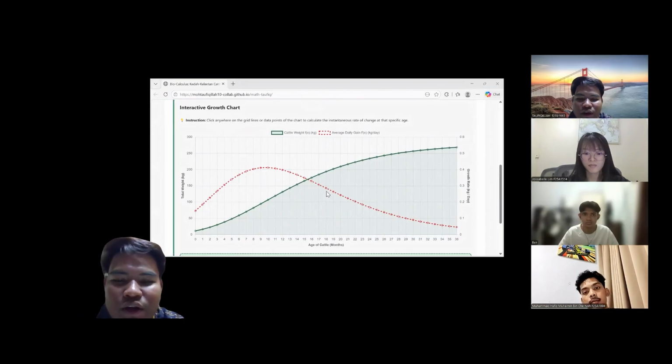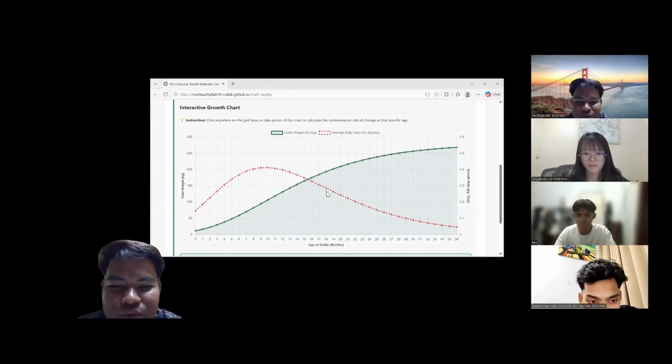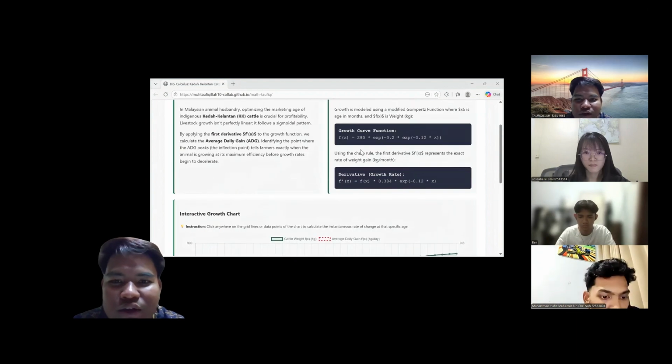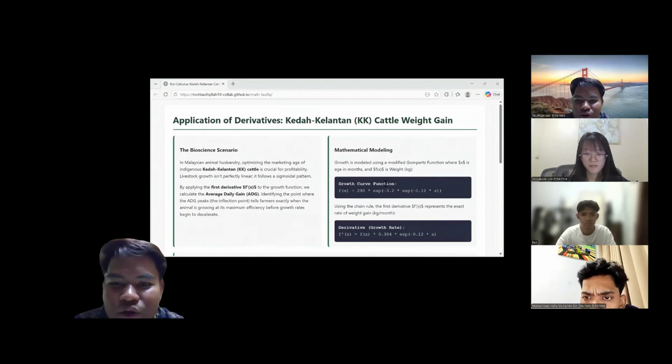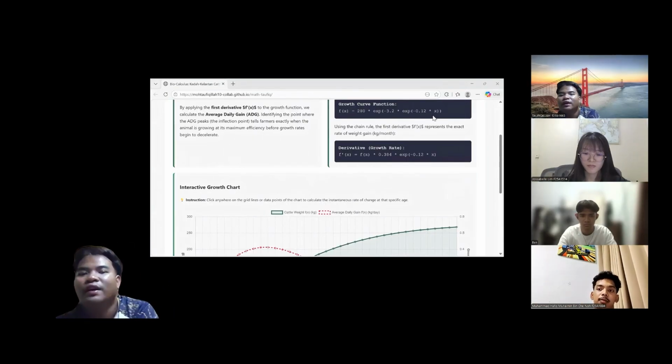Second, it moves farming away from traditional guesswork and toward data-driven decisions, by using parameters aligned with research from the MARDI Research Journal and guidelines from the Department of Veterinary Services Malaysia. So let's look at the mathematical modeling. The growth curve function is f(x) equals 2 times e to the power of negative 3.2 times e to the power of negative 0.12x.